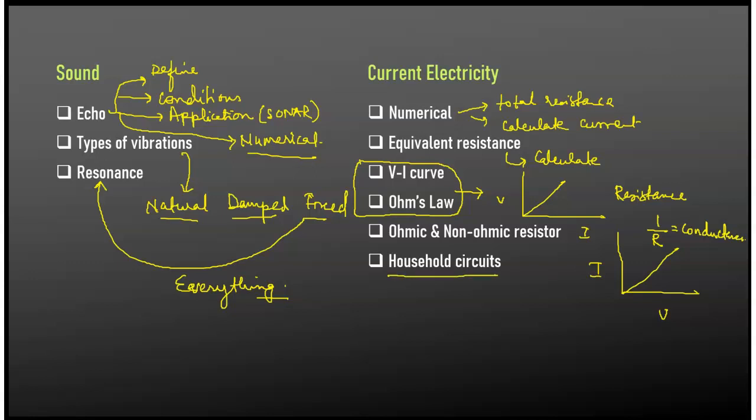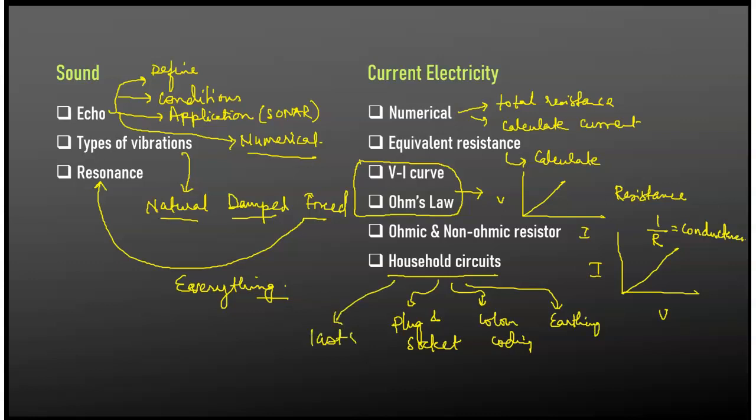And from household circuits, I have not mentioned over here in my previous important topics video. I have mentioned household circuits. This year I would say that plug and socket, color coding, and earthing. Okay. So yeah, these three I think are important, but I would suggest you, if you could, it will be very nice if you would solve the last 5 years' questions from household circuits.